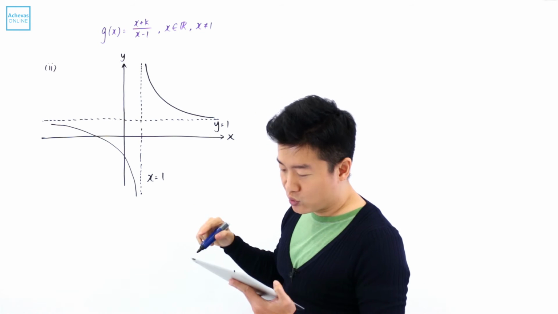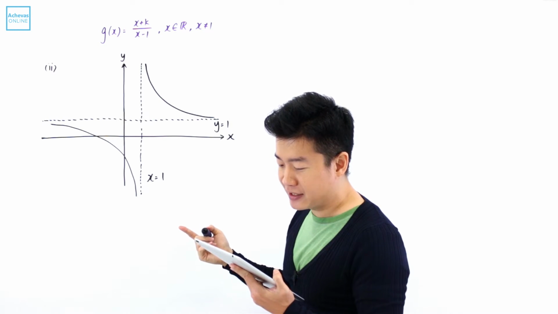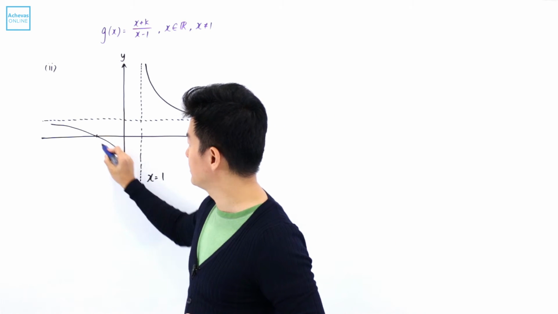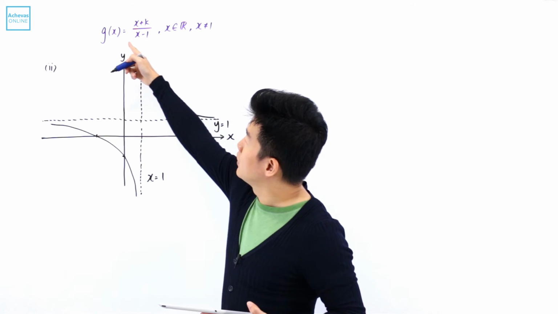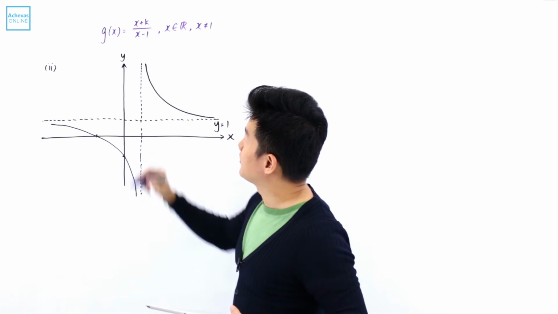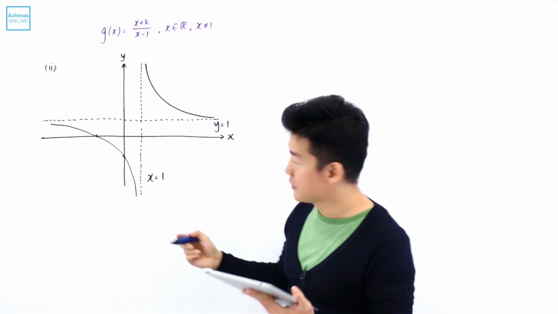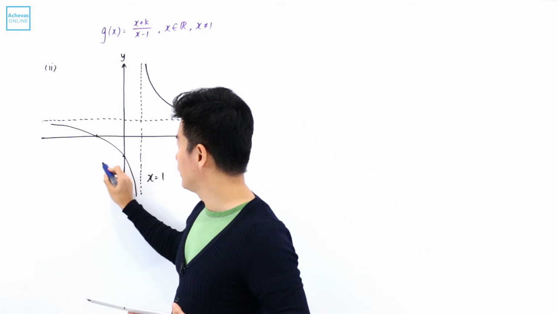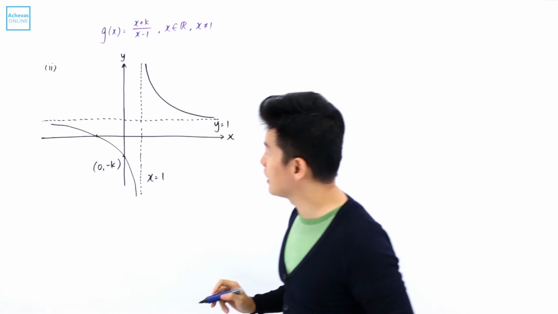And we are supposed to quote the coordinates of the points where the curve cuts the x and y axes. So this point and this point. When x is equal to 0, g(x) is going to be k divided by minus 1. So g(x) is going to be equal to negative k. That is why this point, the coordinates will be (0, minus k).